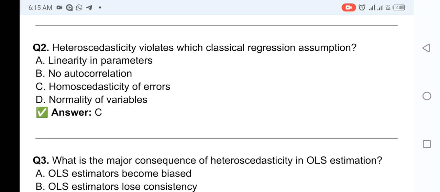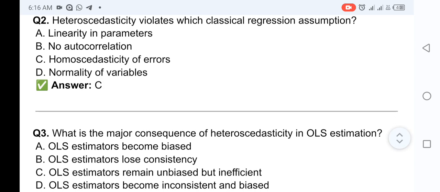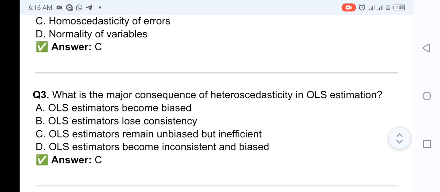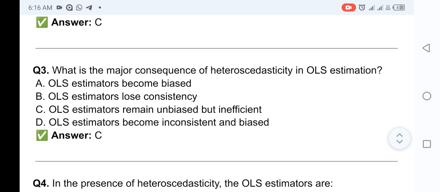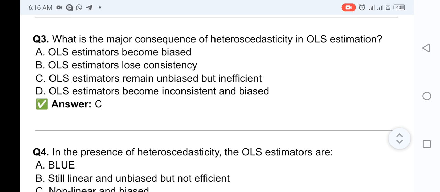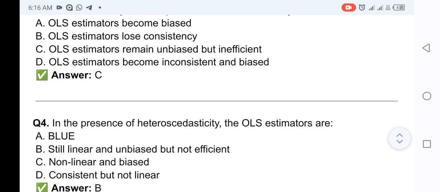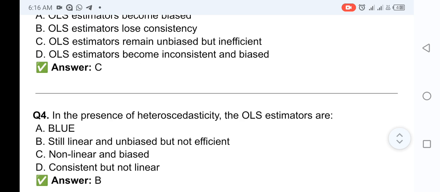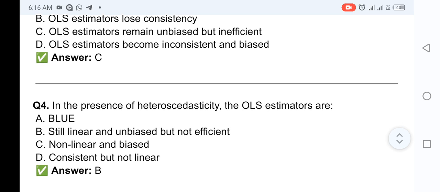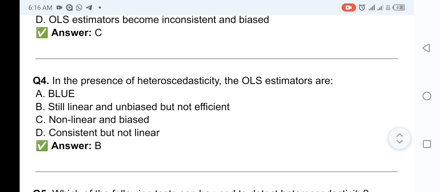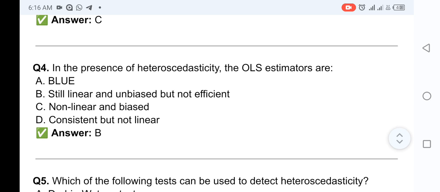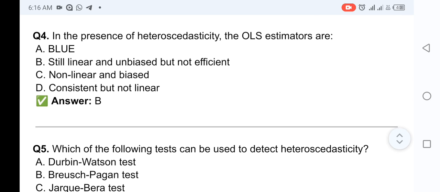Q3. What is the major consequence of heteroscedasticity in OLS estimation? A. OLS estimators become biased. B. OLS estimators lose consistency. C. OLS estimators remain unbiased but inefficient. D. OLS estimators become inconsistent and biased. Answer C. Q4. In the presence of heteroscedasticity, the OLS estimators are A. Blue. B. Still linear and unbiased but not efficient. C. Nonlinear and biased. D. Consistent but not linear. Answer B.